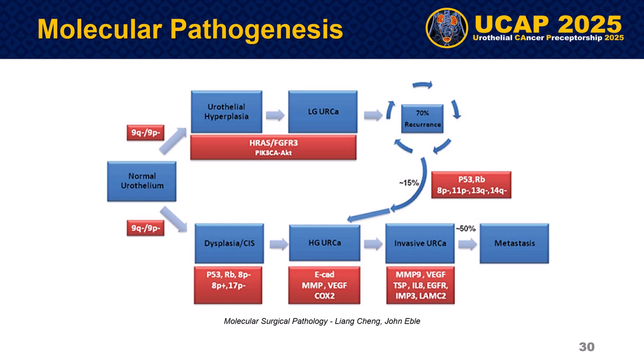These alterations are associated with papillary low-grade tumors that tend to recur but rarely progress to high-grade or invasive disease. Tumors following this pathway are often indolent, with a high recurrence rate but low risk of progression. The second is the TP53 and RB gene pathway. High-grade muscle-invasive urothelial carcinomas frequently harbor inactivating mutations in the tumor suppressor gene p53, as well as the retinoblastoma protein gene RB1.